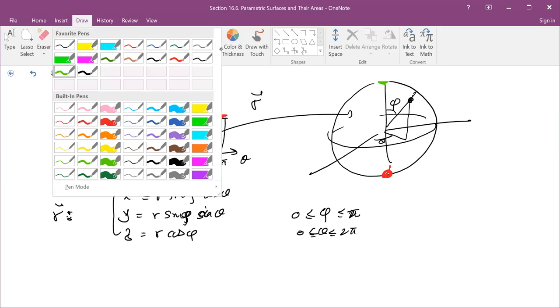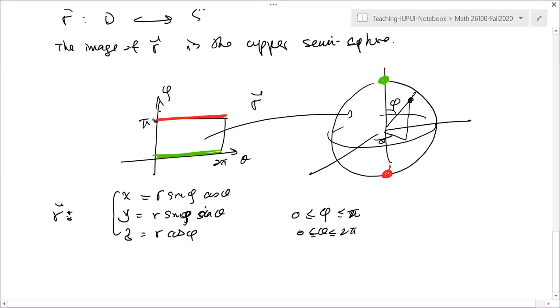Let's try another color. So when theta equals 0, this is theta equals 0, a point here. And I think phi can be from 0 to pi, so this is again the theta equals 0. It's the same as theta equals 2 pi coming back.